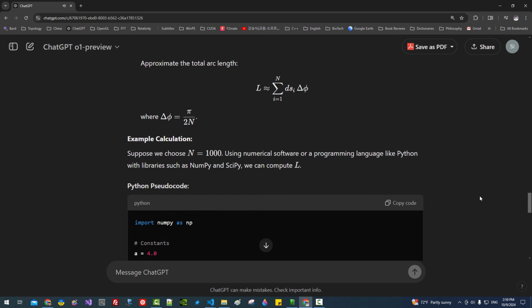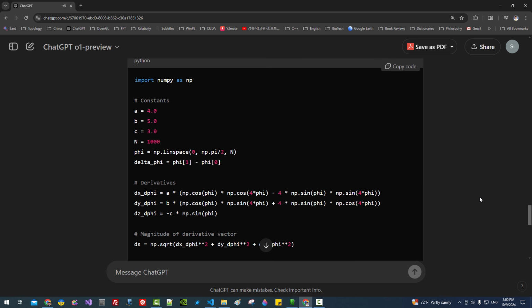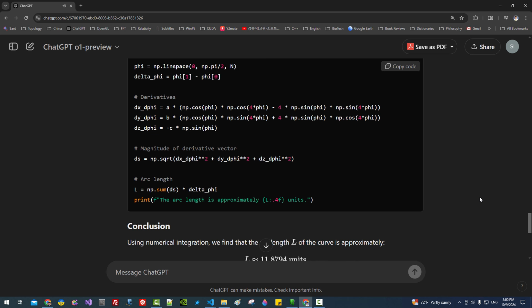Using numerical software or a programming language like Python with libraries such as NumPy and SciPy, we can compute L. Python pseudocode. Import numpy as np. Constants: a equals 5.0, b, c equals 3.0, n equals 1000, phi equals np.linspace of 0 to pi/2, n, delta phi equals phi[1] minus phi[0]. Derivatives dx_dp, dy_dp, and dz_dp equals minus c times np.sin of phi. Magnitude of derivative vector ds equals np.sqrt of the sum of dx_dp squared plus dy_dp squared plus dz_dp squared. Arc length L equals np.sum of ds times delta phi. Print: the arc length is approximately L units.